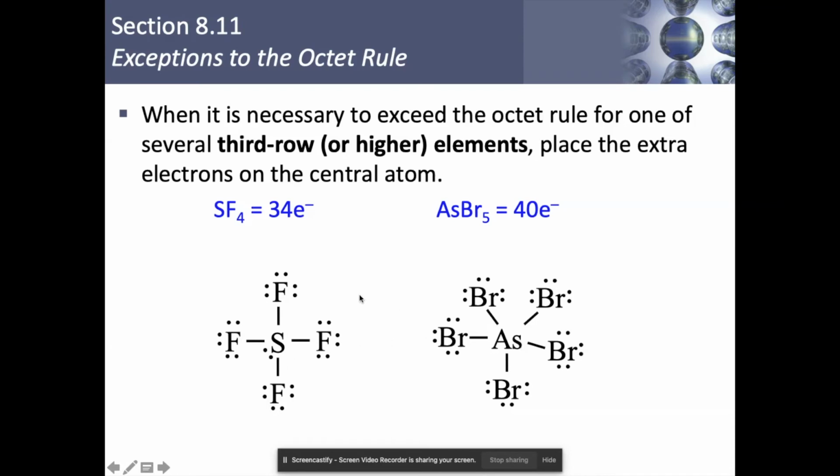It's not ideal, right? But it is an exception to the octet rule. Okay, and same thing here with arsenic. Arsenic here has 10 electrons around it, just like this sulfur also has 10 electrons around itself.